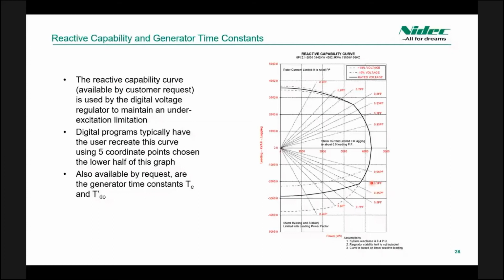The generator time constants should be available by request to the manufacturer. Some programs allow the user to enter these time constant values, and the program will auto-tune the PID gain for the generator as a starting point for the PID.